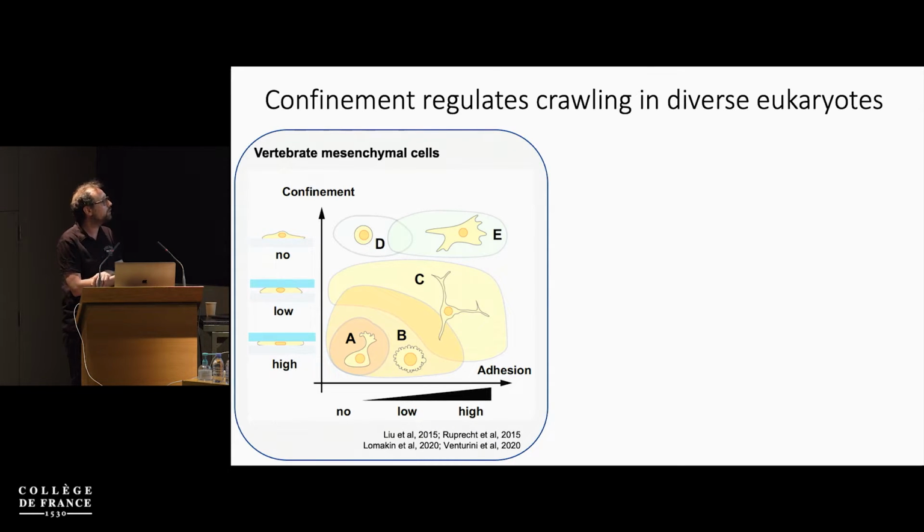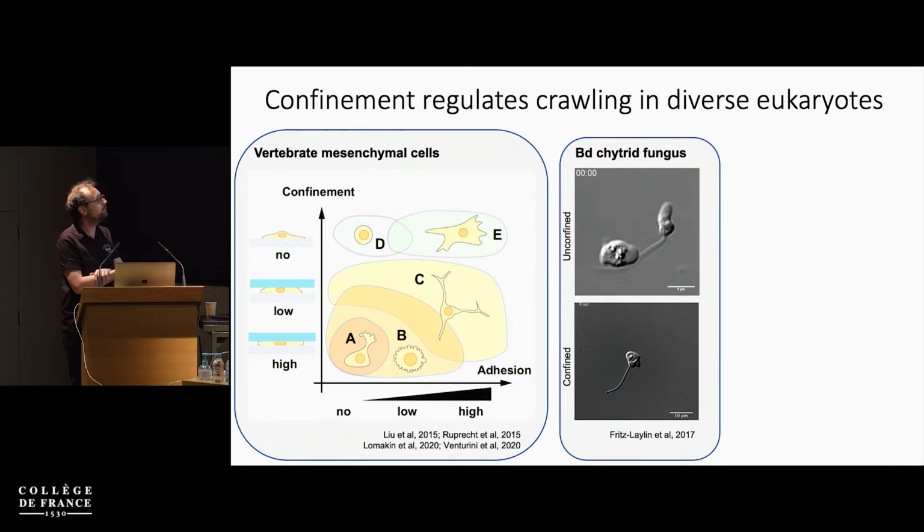So the pioneering work came notably from the lab of Mathieu Piel and C.P. Heisenberg and also now Verena Ruprecht, in which they showed that confinement of mammalian and zebrafish cells triggers a switch to fast amoeboid motility based on blebbing. But confinement has also been found as an inducer of crawling in more distant eukaryotes, including chytrid fungi that I just mentioned, so those unicellular fungi. This is from Liane Fritz-Lehlin. So she could show that if you confine them, they start crawling around using lamellipodia, which was unknown before.